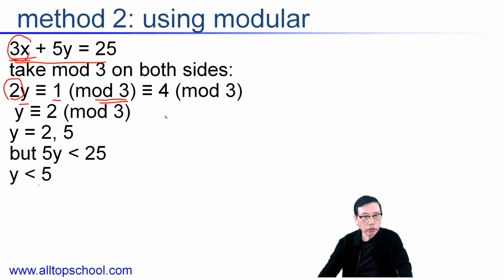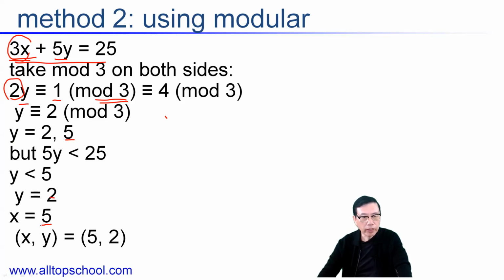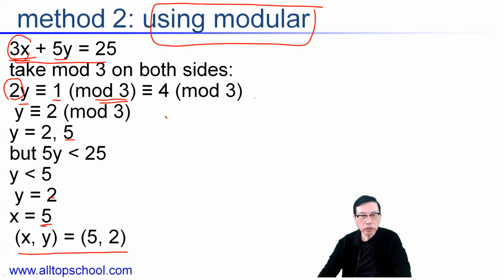So in order to make this a positive solution for x and y, y cannot be equal to 5. I can only get the value of y equal to 2. Once you get a 2, we plug in, you get an x equal to 5. So you also get the same solution. So this is using the modular method to do this one.